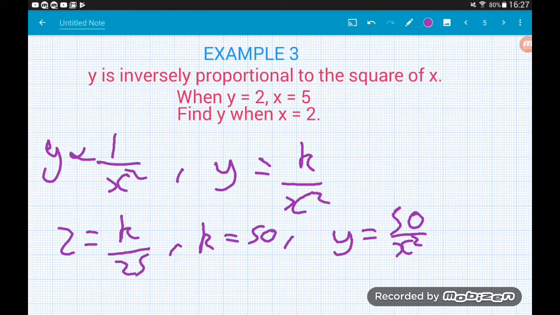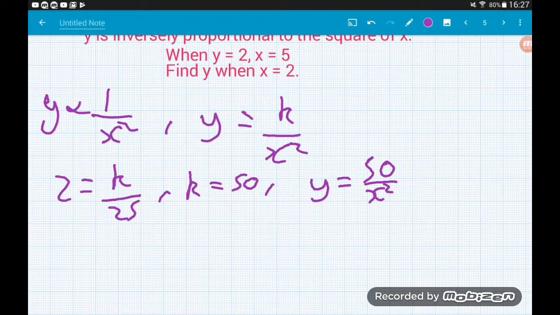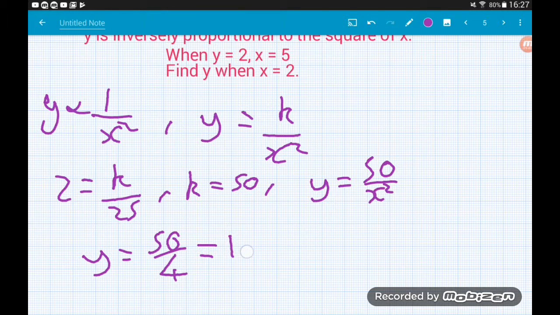Now we're asked to find y when x equals 2. Okay, so we can do that now because we know our formula linking the two together. So find y when x equals 2. We would get y equals 50 over 2 squared, which is 4. Now 50 divided by 4 is 12.5. So when x is equal to 2, y is equal to 12.5. Good.